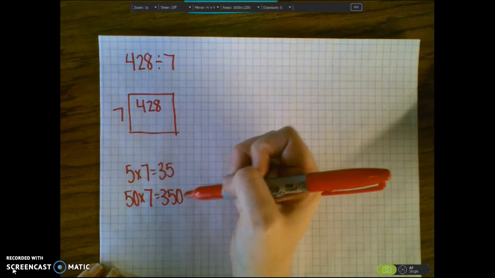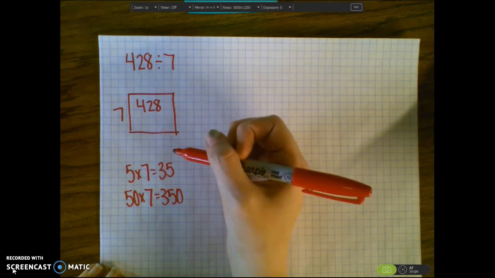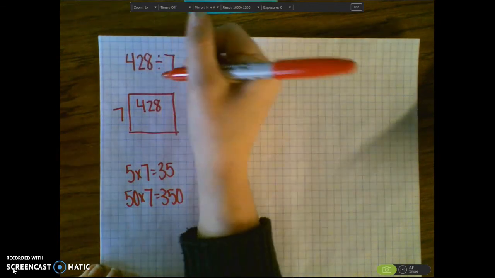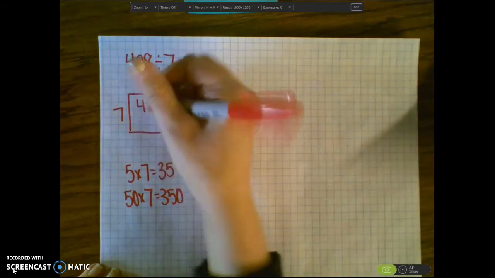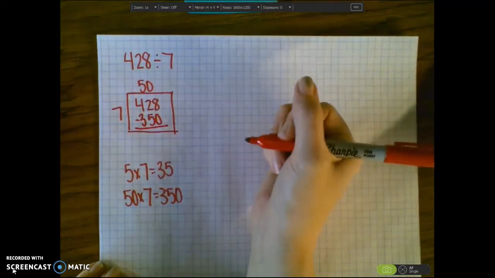Let's start there. It's a bigger number than 7, if I would just do one group of 7. It's also a little bit closer. It's not maybe quite there, but let's try that one. So your student might want to say, okay, let's do 50. 50 groups of 7 is 350. I'm going to subtract.